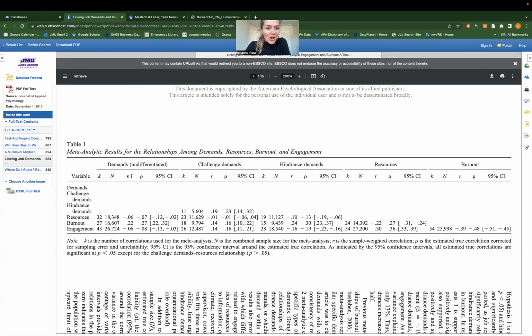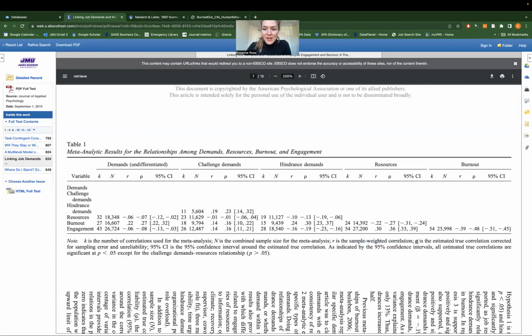Then we see r. r is the symbol for correlation. You can also look here and see they explain what r is. r is a sample-weighted correlation, which means that in the aggregation process, we gave more weight to bigger samples. We don't need to worry about that. We just want to know that this is an aggregate correlation in the case of meta-analysis.